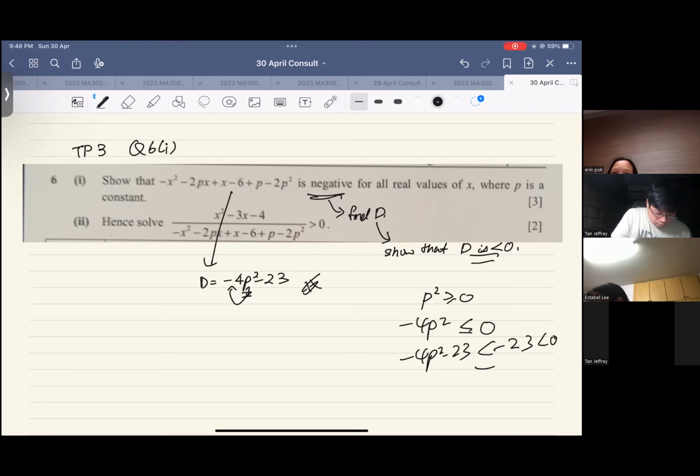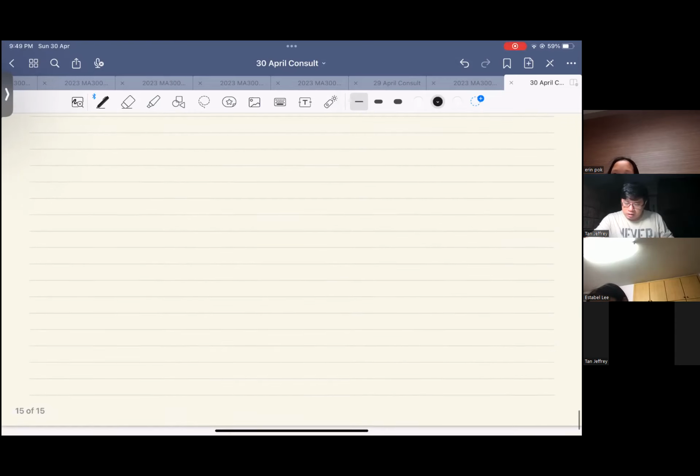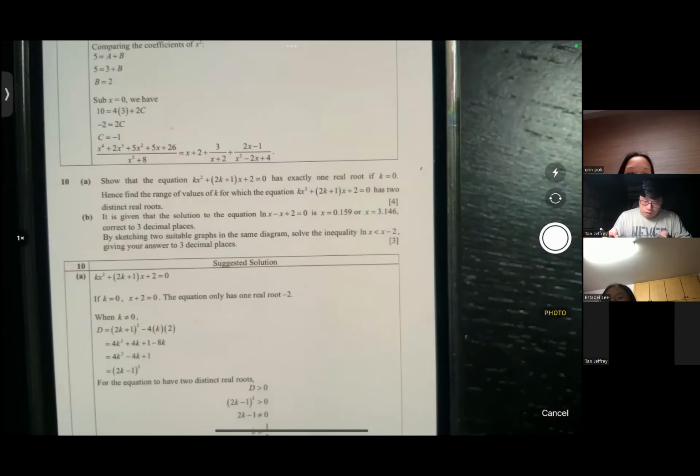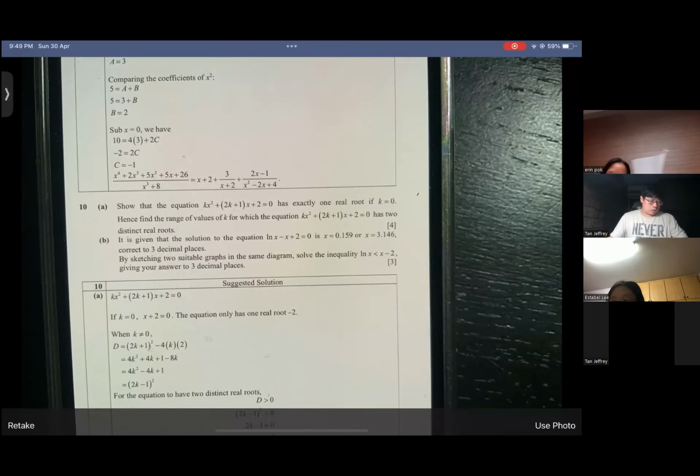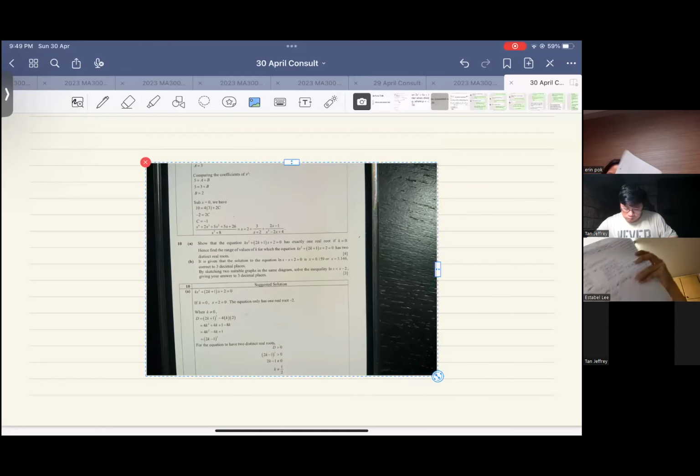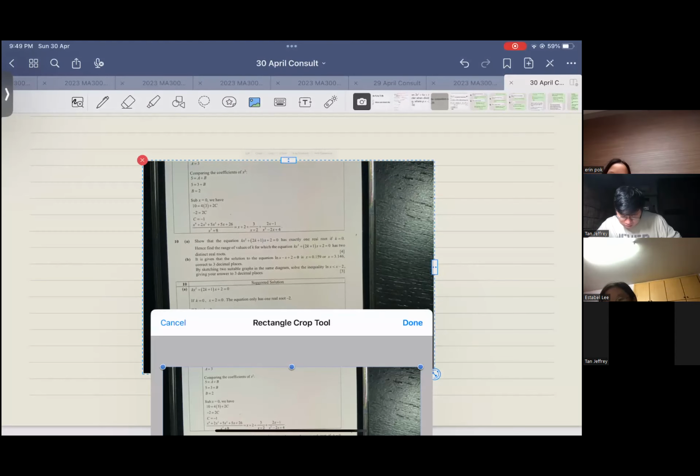But I realize all the questions are discriminant ones. So, question 10. Which part is bothering you? The whole thing.